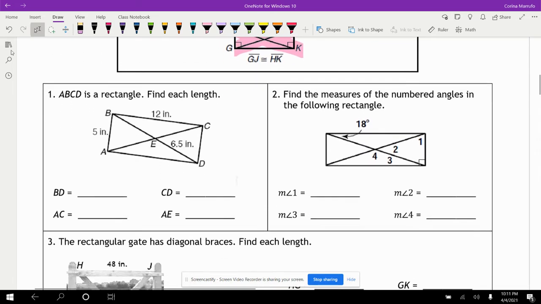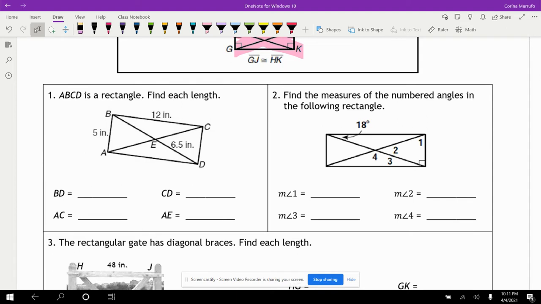So here it says ABCD is a rectangle, find each length. Okay, so they do tell us that from E to D is 6.5, so that means this whole thing, from B to D, 6.5 plus 6.5 is going to give us 13 inches. Okay, next it's asking us from C to D. So from C to D should be the same as from B to A. So then it should also be 5 inches.